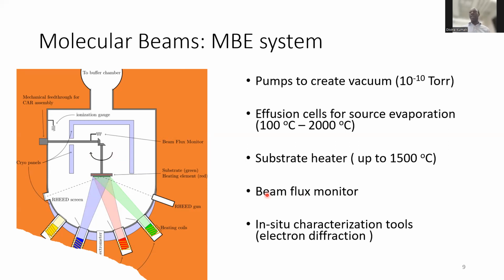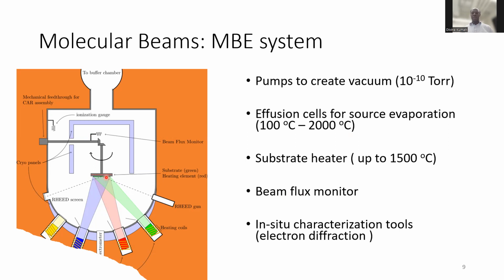The other thing you have in most typical systems is the manipulator, which allows you to rotate the substrate at the temperature at which you're growing. These substrates also have to be heated, usually from a few hundred centigrade to really high temperatures. And the temperature at which the substrate is held depends on what material you're trying to grow and the substrate you're trying to grow it on.